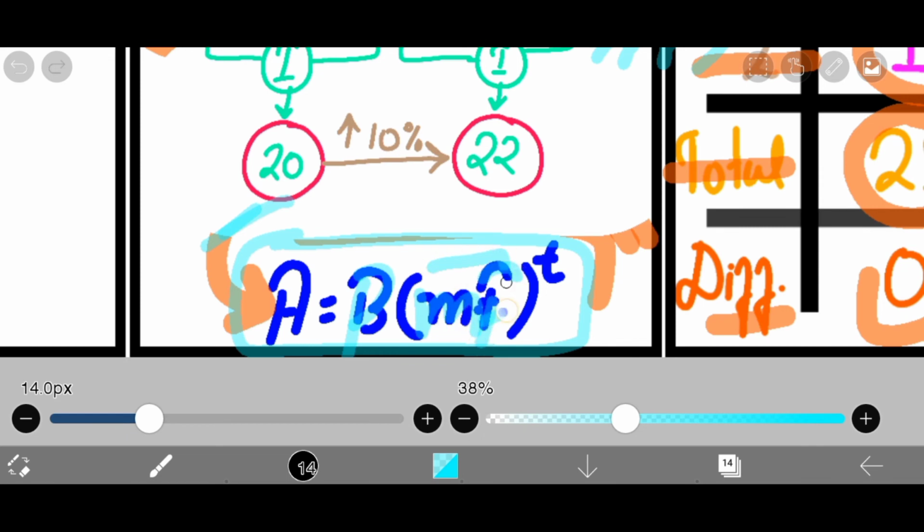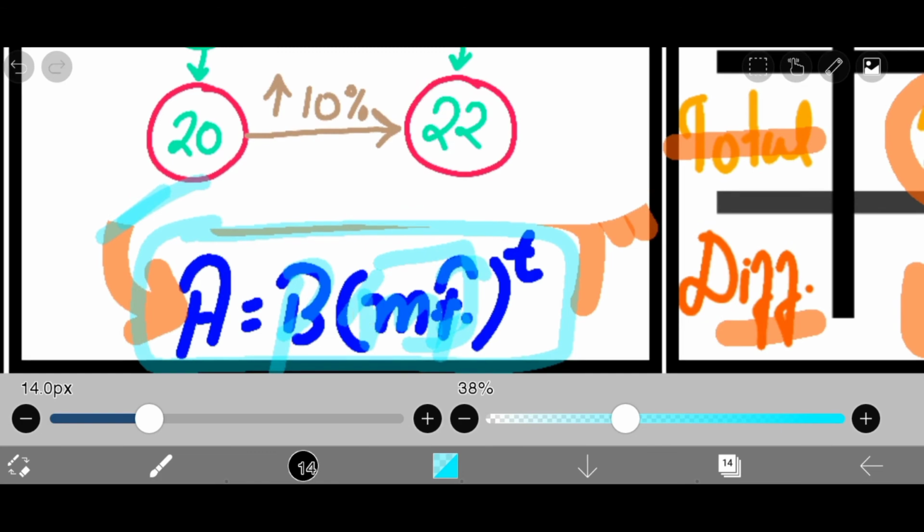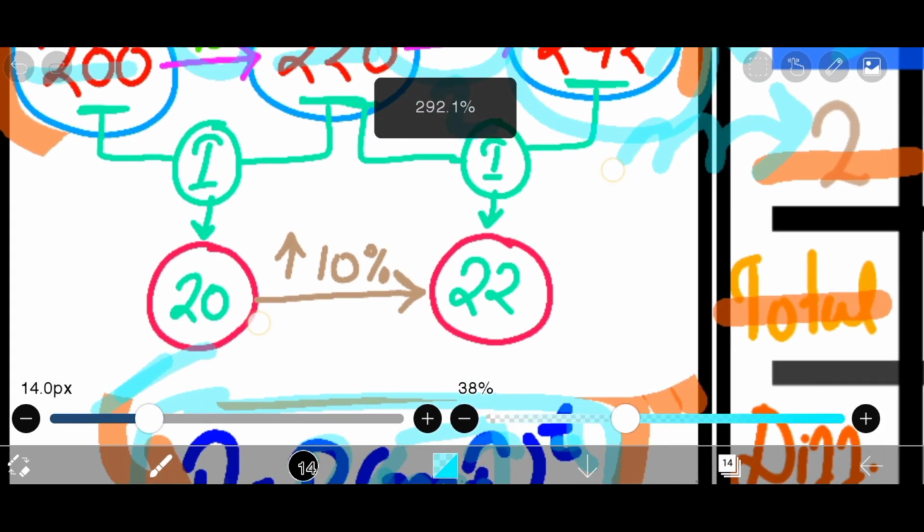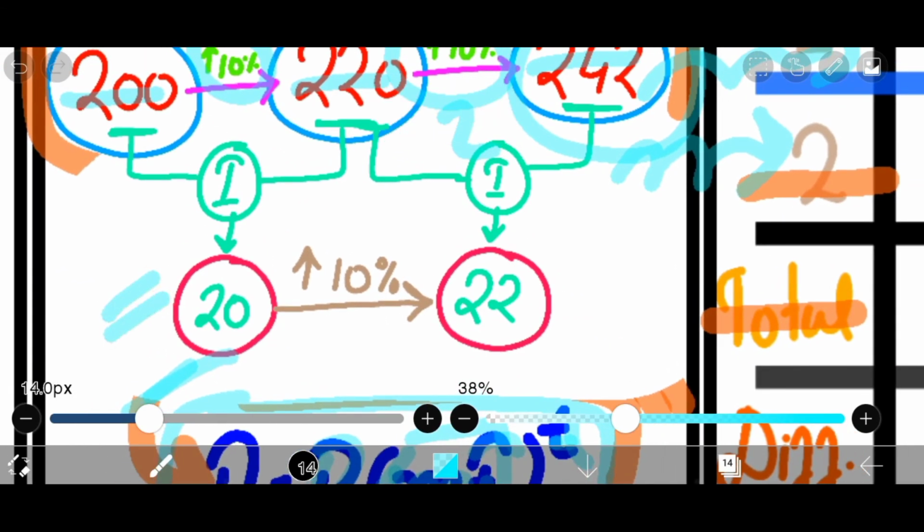If you don't know what multiplying factor is, then I refer you to the percentages video. With the power of T, that's the total time taken or the tenure. Here it's 1, 2, that's 2 years. And if you go on, it might be 3, 4 or something else on which you want to land. Right? So it becomes your another trick.